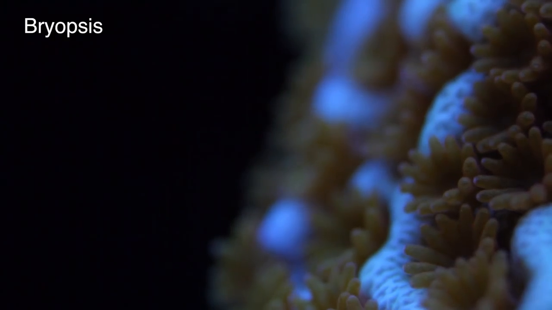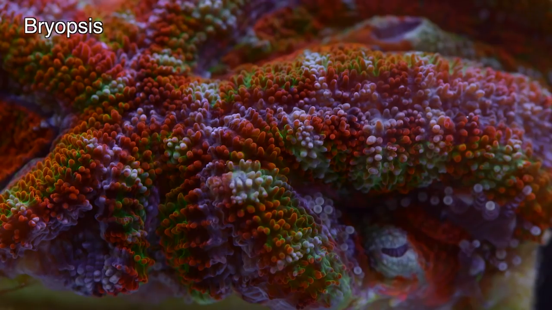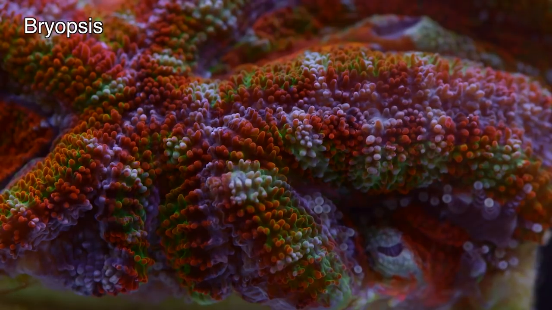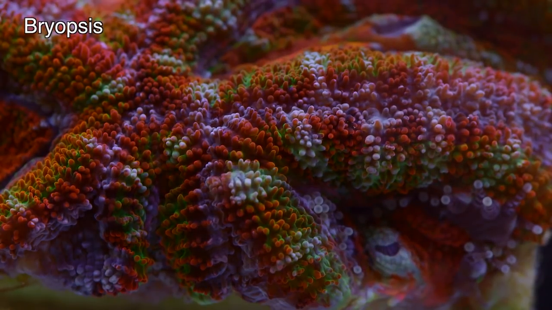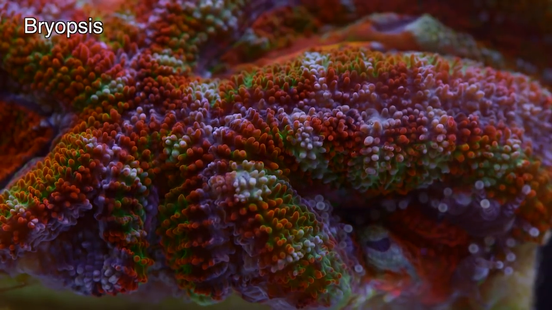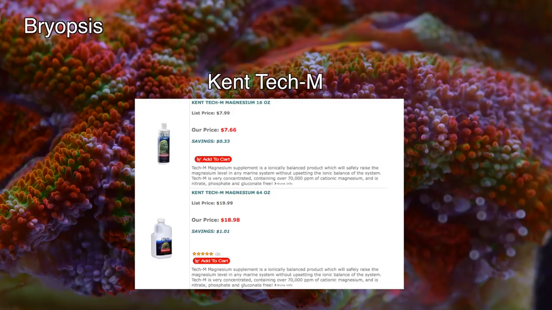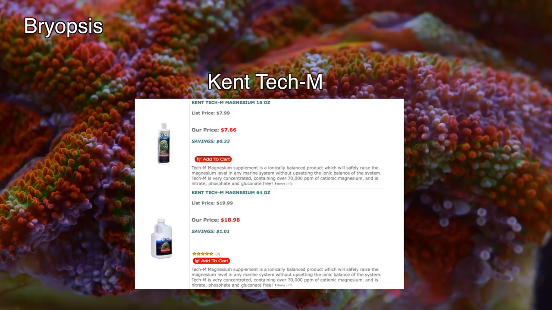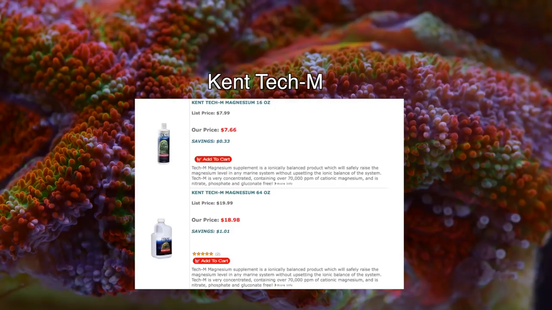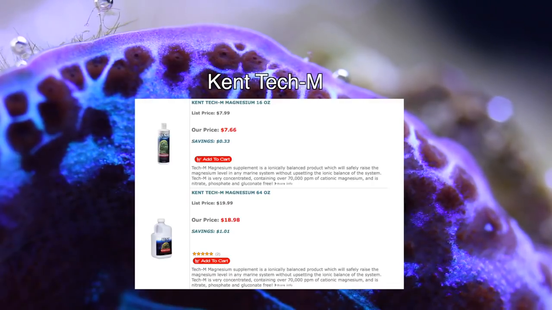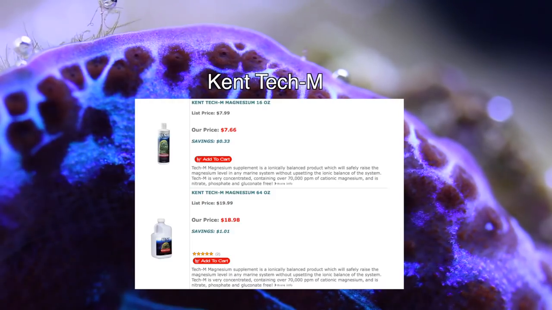There are a lot of posts online that suggest raising magnesium levels very high and killing bryopsis that way. By very high, I mean 1500 parts per million to 1800 parts per million. Here's a little wrinkle though. It's only if you use a particular magnesium supplement made by Kent called Tech M. People speculate that it's not actually the magnesium that's stopping bryopsis, but something else entirely in the formulation of Tech M that does it. So, if you're having issues with bryopsis, it's purely anecdotal, but perhaps something like Tech M is worth trying if other efforts were unsuccessful.